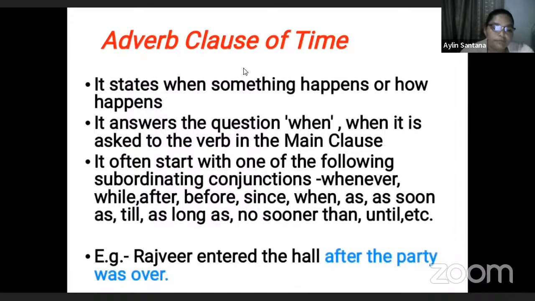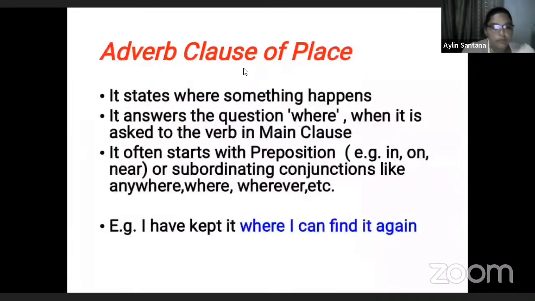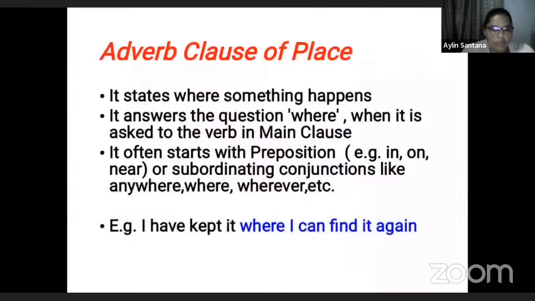So let's see the second type of adverb clause, that is adverb clause of place. Adverb clause of place states where something happens, about place, where a particular thing happens; that adverb clause tells us. This adverb clause answers the question where when it is asked to the verb in the main clause. Let's see the example. I have kept it where I can find it again.